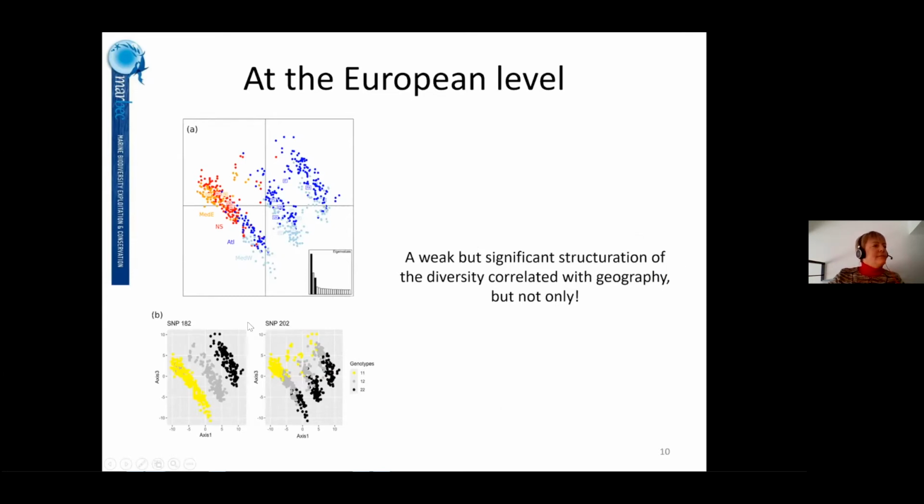And when we look at several markers, you have two examples here of two different SNPs, and we can see that there is a kind of grouping of their genotypes. For example, for this marker, you have the three genotypes grouped like this, and for another one grouped like that. So we observed a weak but significant structuration of the diversity correlated with geography, but certainly not only. And we wanted to deepen that.